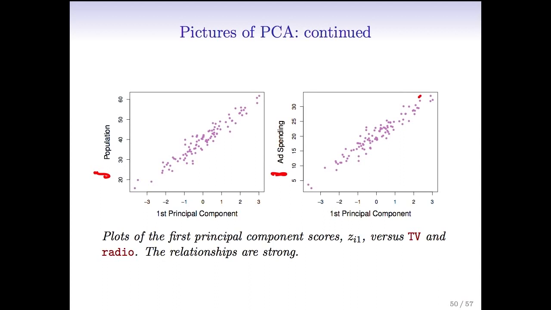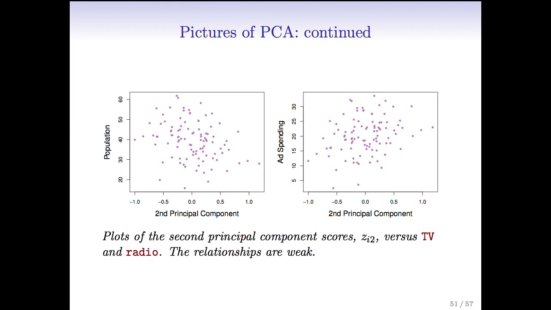So that kind of suggests the idea, hey, if I want to predict some response, like sales, instead of using population and ad spending to predict sales, I can just use the first principal component. I can just treat that as a predictor in a model, fit the model using least squares, and I bet those results are going to be pretty good.